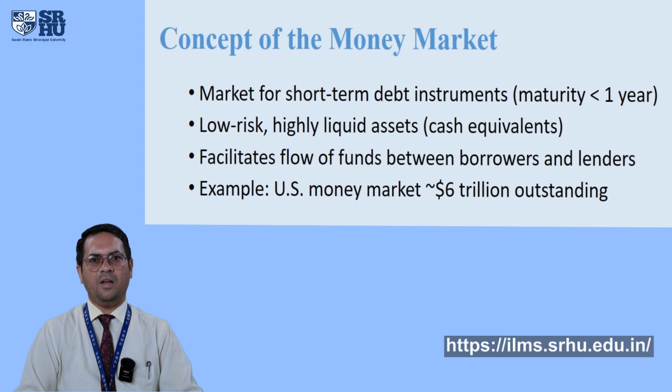So as we talk about the US, in the US alone, the money market represents a staggering $6 trillion in outstanding instruments. That tells you how large and vital this segment is.